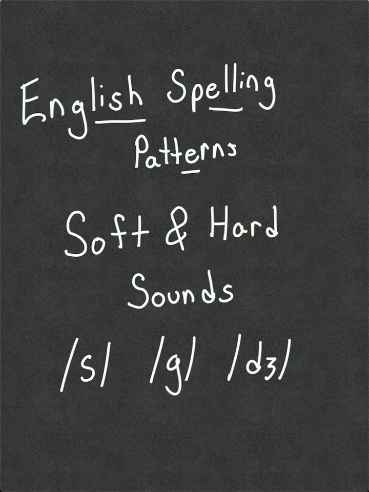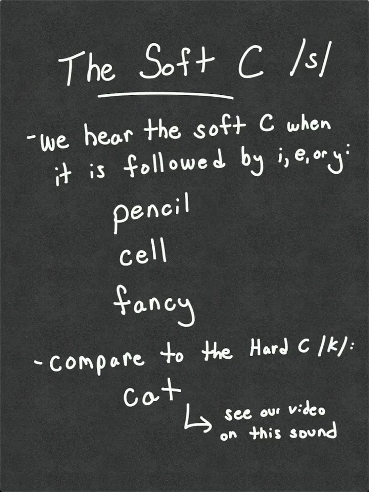We're continuing our series on English spelling patterns, and today we're looking at soft and hard sounds formed by the letters C and G. These letters produce a couple of different sounds depending on the letters they're surrounded by, so let's take a closer look.